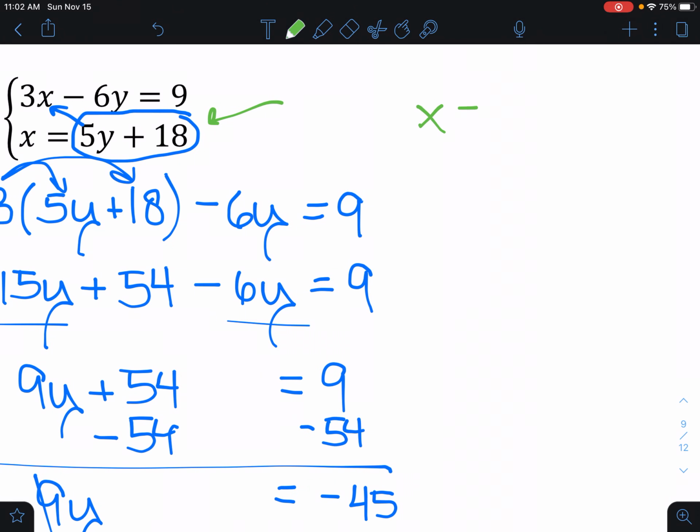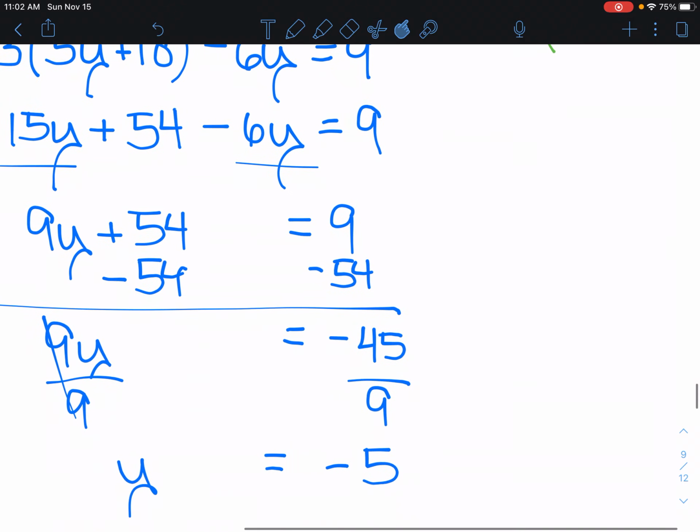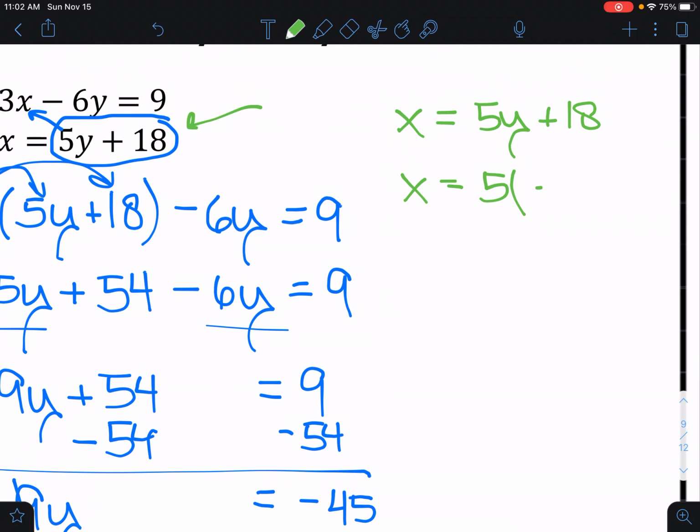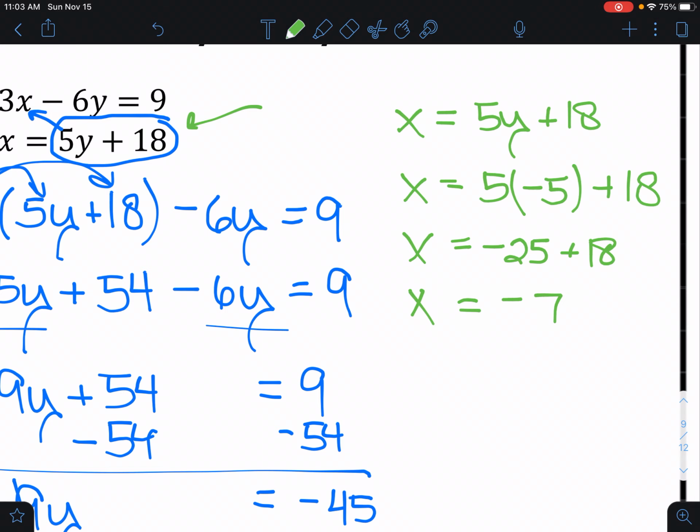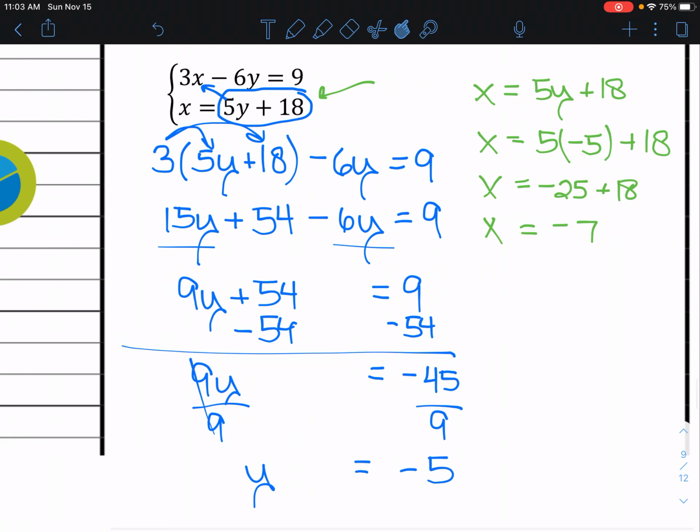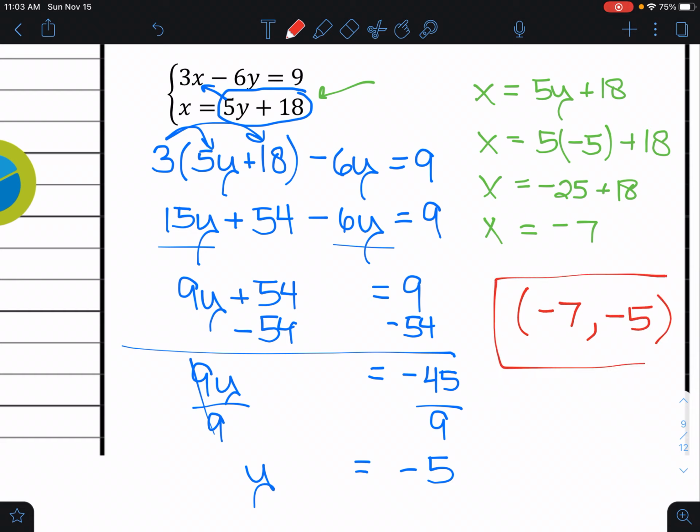All right, so x equals 5y plus 18, and replace. So x is equal to 5 times, now we said y was negative 5, so we're going to put a negative 5 in here, plus 18. This is negative 25 plus 18 gives me negative 7. Okay, write my answer as an ordered pair. Don't forget that step. So negative 7 is x, negative 5 is y. X always first. This is where these two lines intersect or cross.